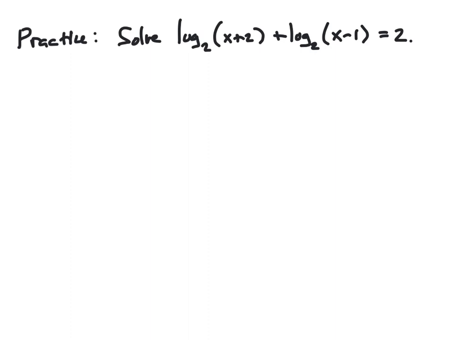If you'd like to try a similar example, try to solve log base 2 of (x plus 2) plus log base 2 of (x minus 1) equaling 2. It turns out that there are two potential solutions, just like in the previous example, and one of them will work and one of them will not. In just a few seconds, the answer, including both potential solutions with the proper one indicated, will appear.